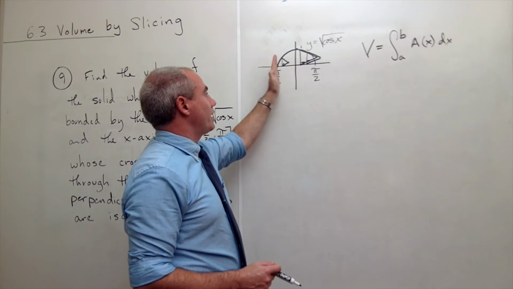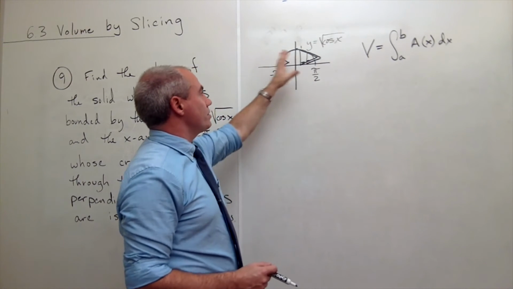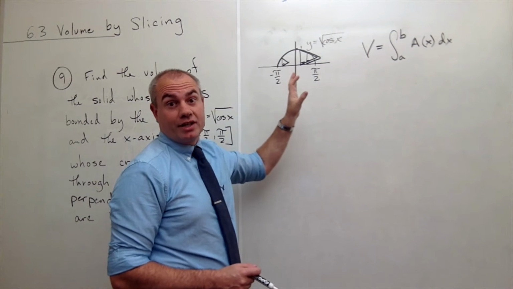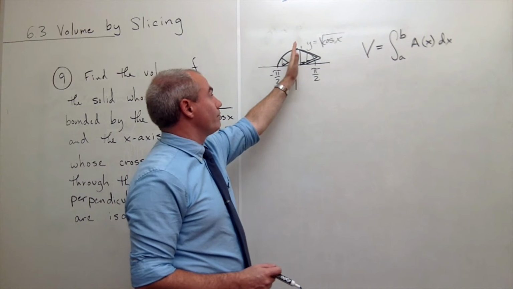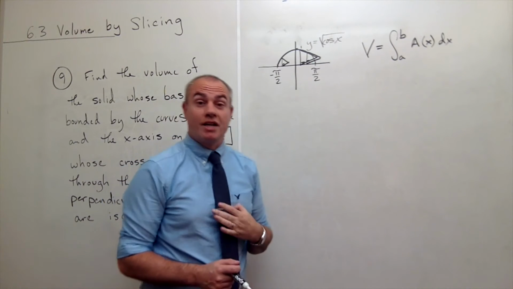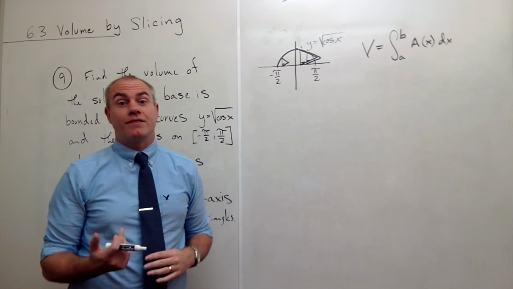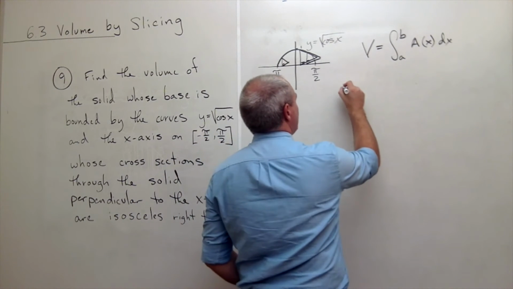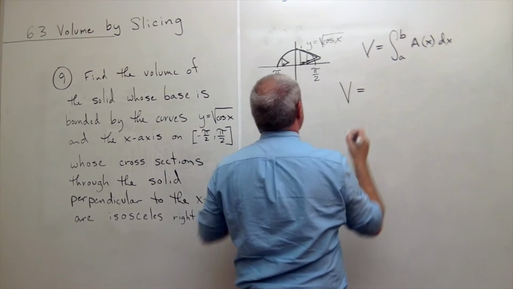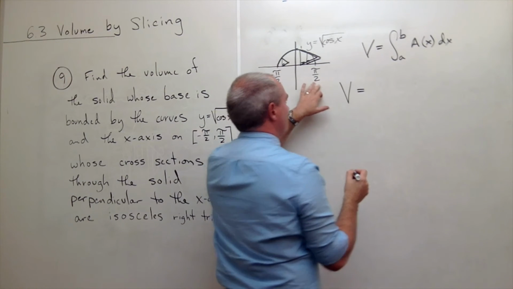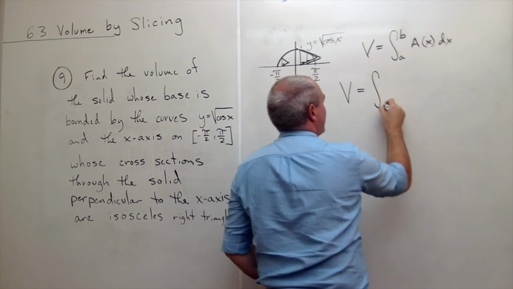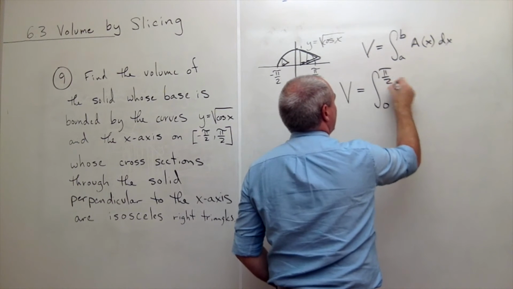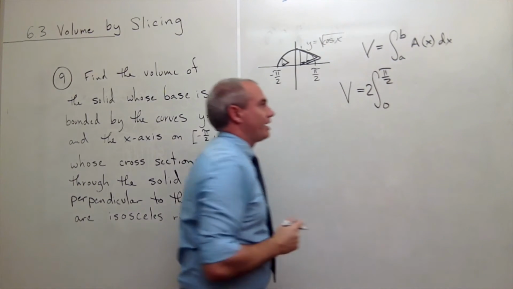So I start cutting here, I end cutting here, but we also can see this is a symmetric region again. So I could just integrate from 0 to pi over 2 and double it. And I think that that's going to be easy for us when it comes to the integration. So let's do it. So what I'm going to do is, instead of integrating from negative pi over 2 to pi over 2, I'm going to integrate from 0 to pi over 2 and then multiply by 2.